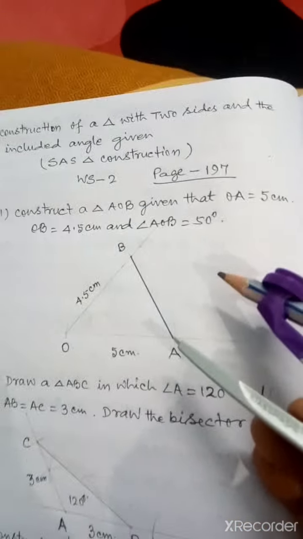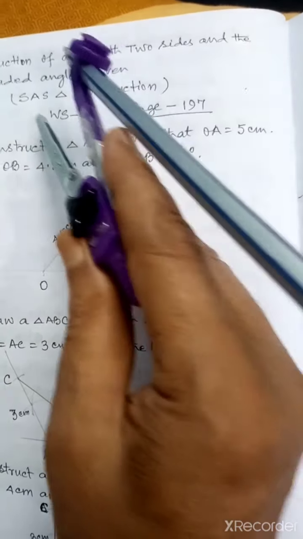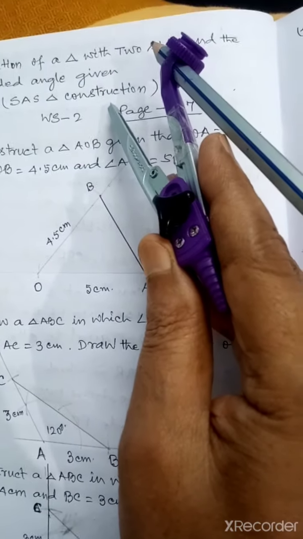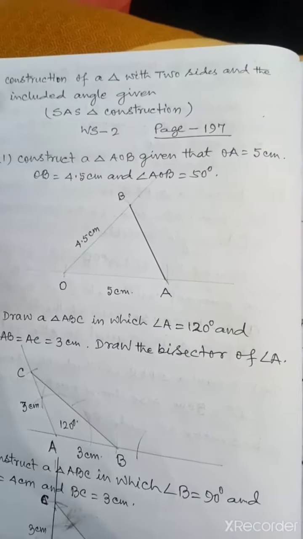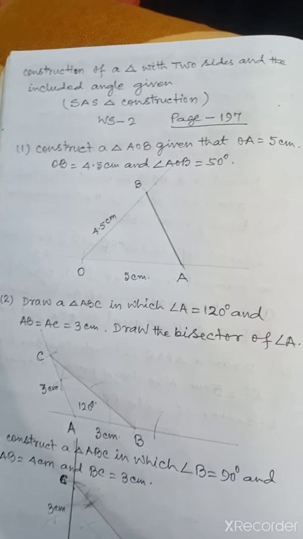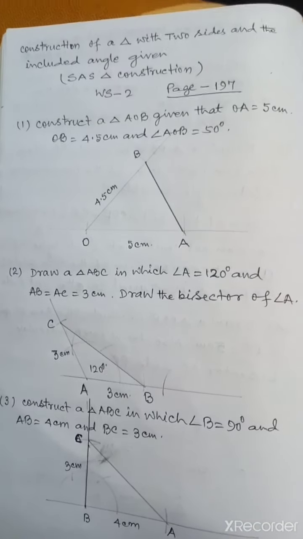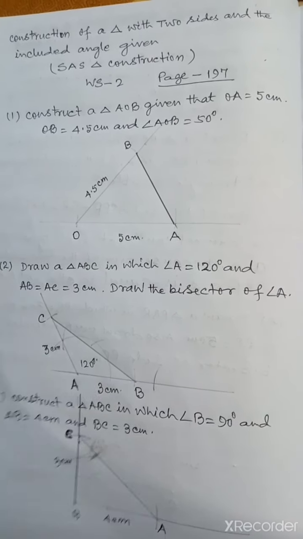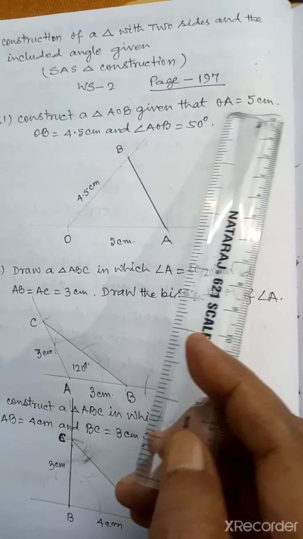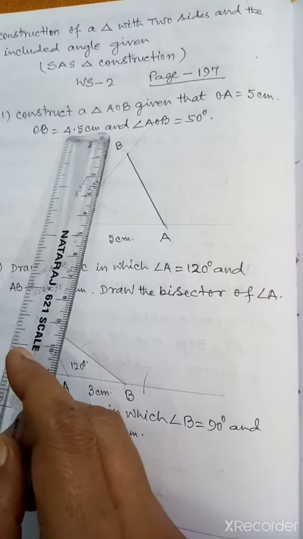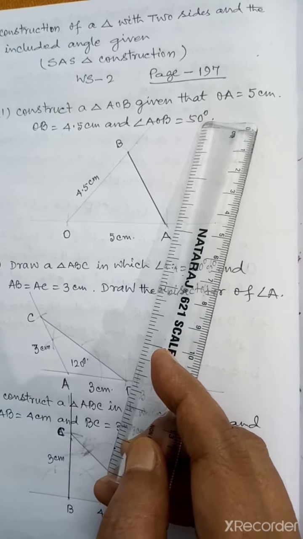construct a triangle with two sides and the included angle given. You have learnt in worksheet 1 SSS triangle construction. Now SAS triangle construction, that is, side angle side triangle construction, worksheet 2 page 197. Construct a triangle AOB given that OA equal to 5 centimeter, OB equal to 4.5 centimeter, angle AOB equal to 50 degree.